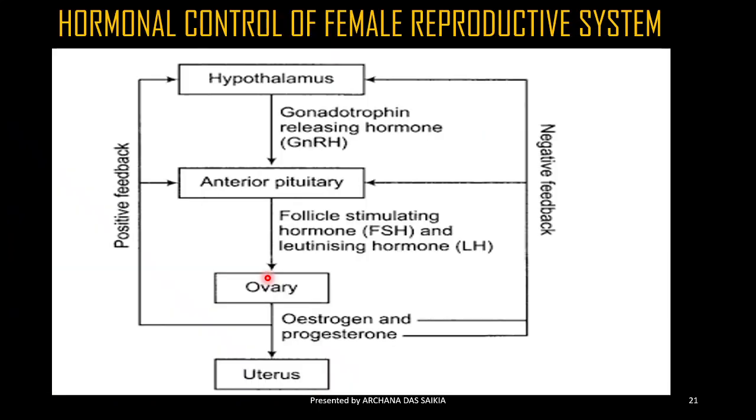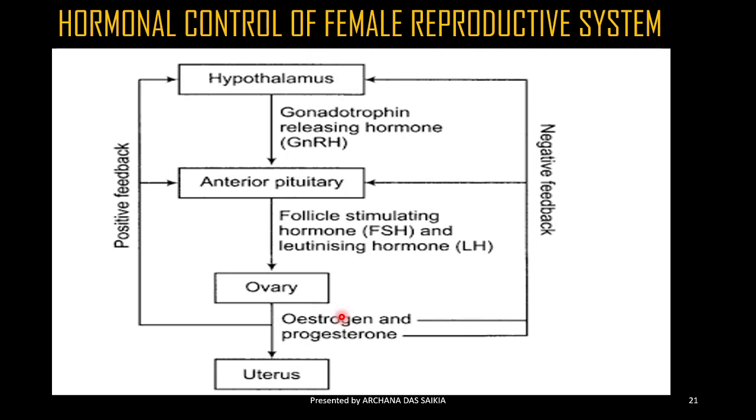Now, hormonal control of the female reproductive system. As in males, even here the hypothalamus releases GnRH, which will stimulate the pituitary gland to release FSH and LH, follicle stimulating hormone and luteinizing hormone, which will work upon the ovary to release estrogen and progesterone. Estrogen release takes place from the follicles. The developing follicles will release estrogen due to the action of follicle stimulating hormone. So they will stimulate the follicles to release estrogen. With more release of estrogen, the development of the secondary oocyte takes place.